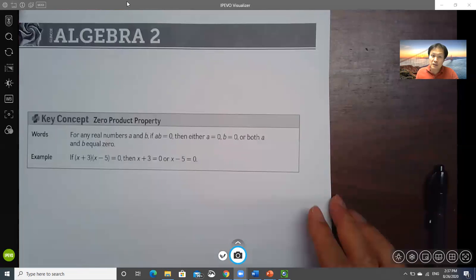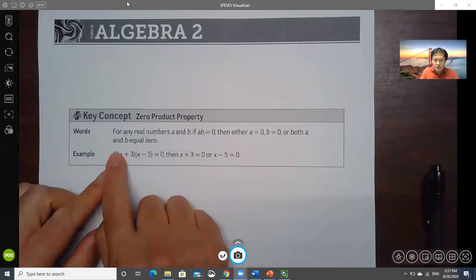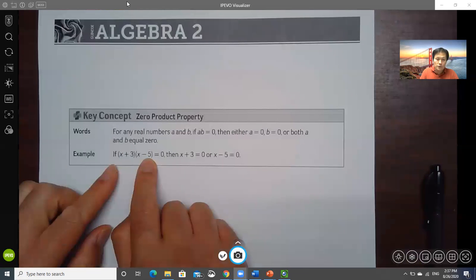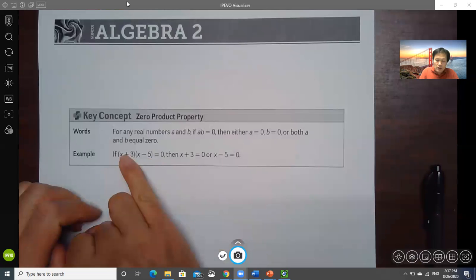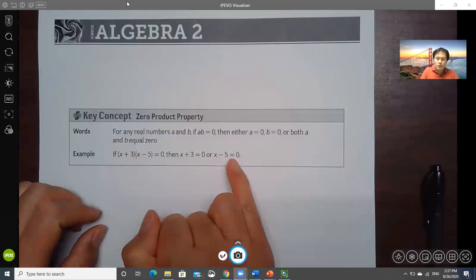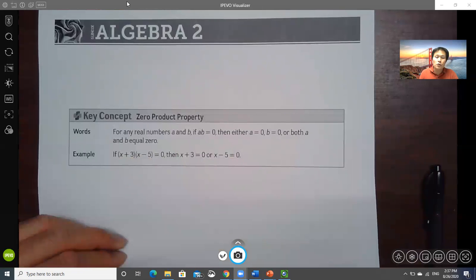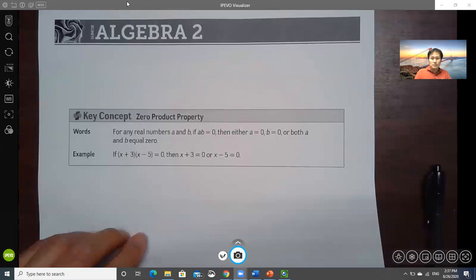Okay, I already talked about it. Let's say parenthesis times parenthesis equal to 0, for example. That means this parenthesis equal to 0 or that parenthesis equal to 0. That's what zero product property means.